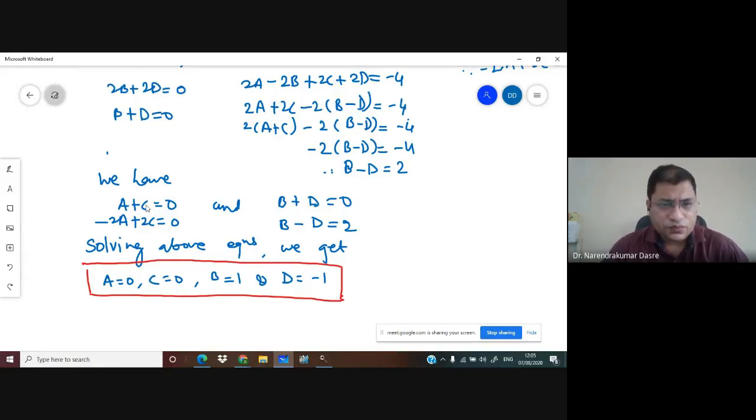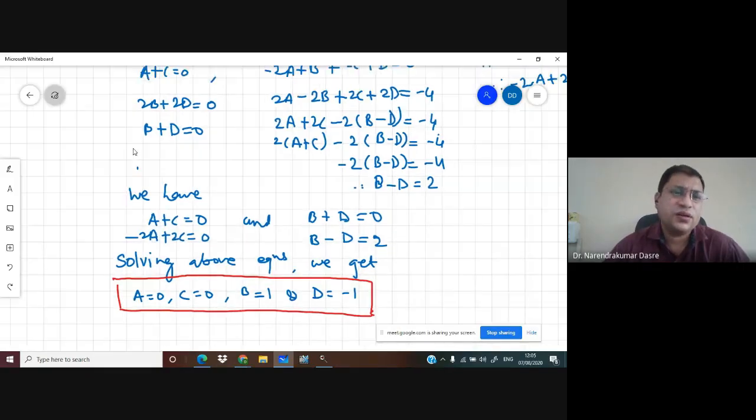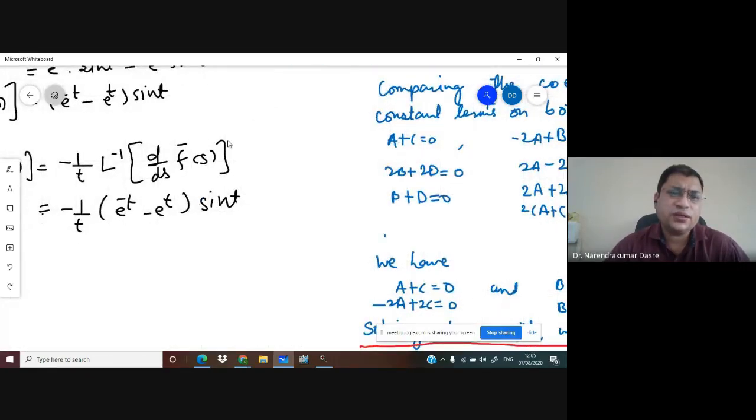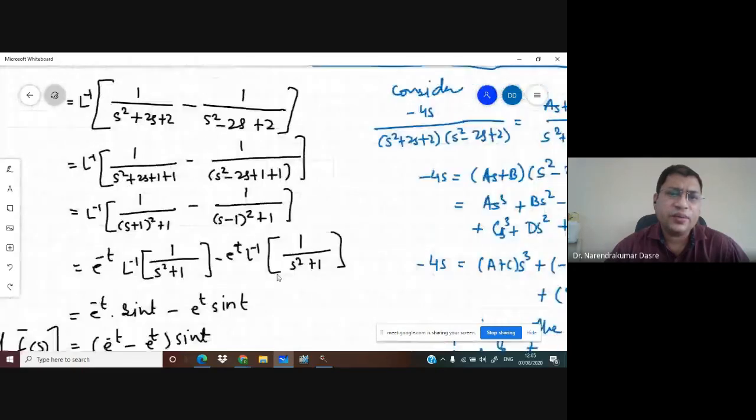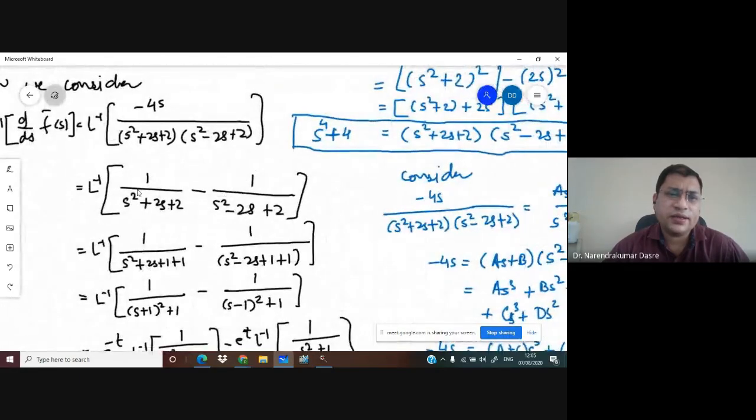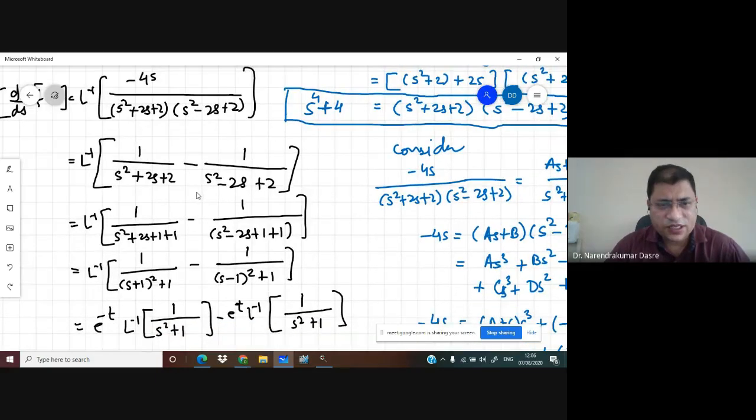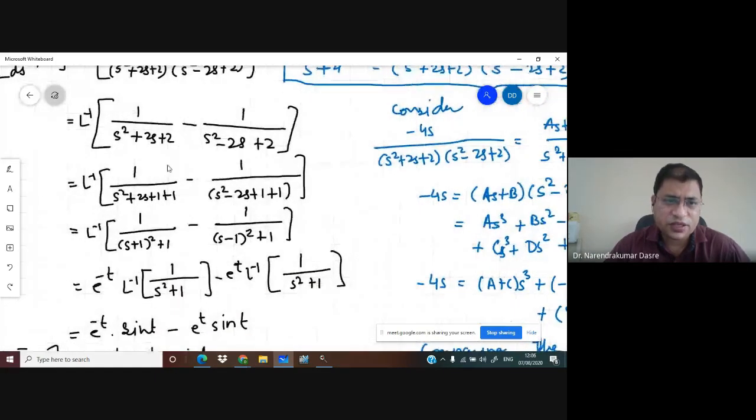So if we simplify this, then we'll get A is equal to 0, C is equal to 0, B is equal to 1, and D is equal to minus 1. And now, using this, we are able to write that A is equal to 0, B is equal to 1, C is equal to 0, and D is equal to 1. And once you write it here, you are able to get this partial fraction. Once you get this partial fraction, we are able to find the inverse Laplace transform.